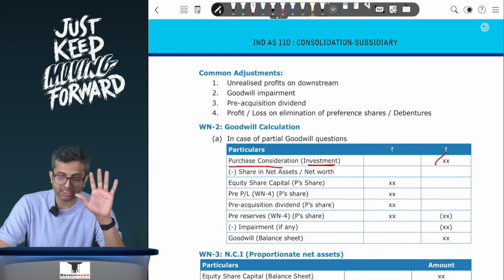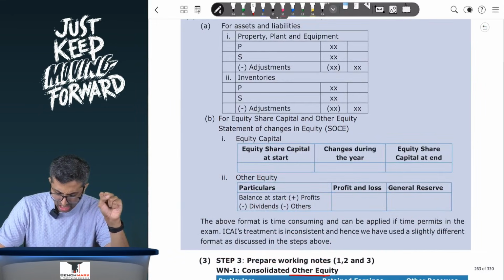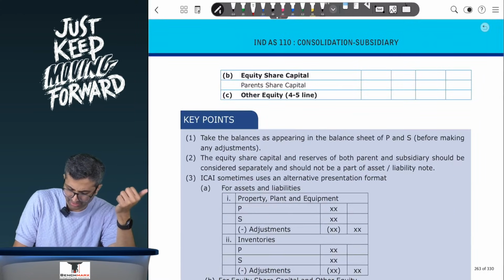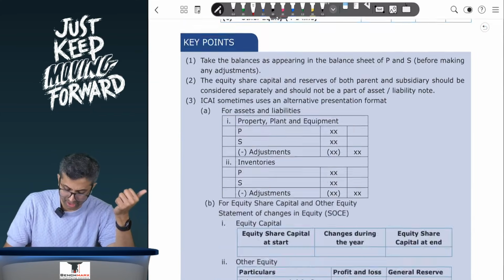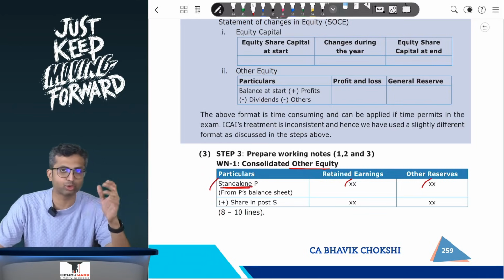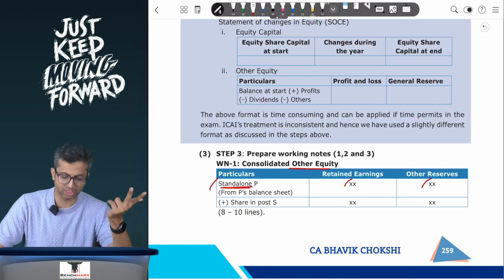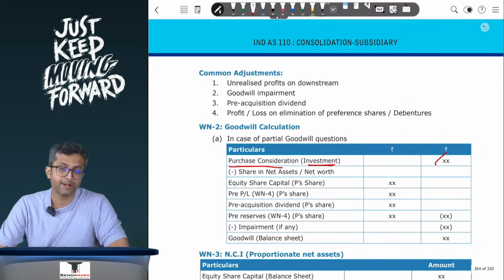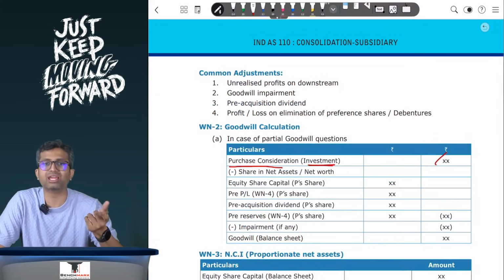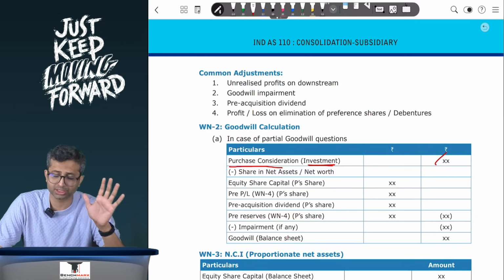Out of the 5 things that we said we will not take, share capital was taken separately over here, share capital of the parent, then reserves of the parent were taken over here. So now you are left with only the share capital of the subsidiary, reserves of the subsidiary, and investment. Investments will be taken over here, but this investment will be eliminated against the share capital of the subsidiary and the pre-acquisition reserves of the subsidiary.